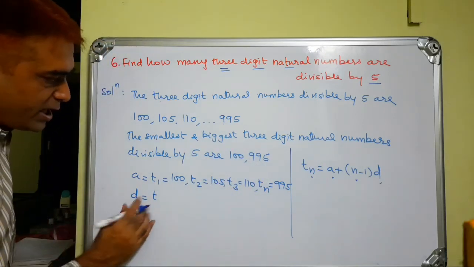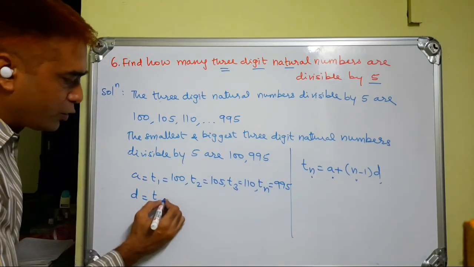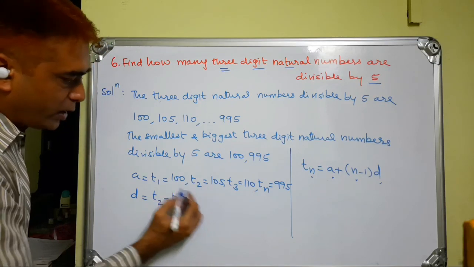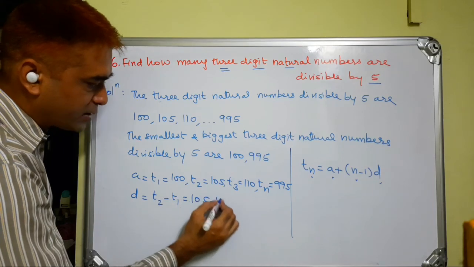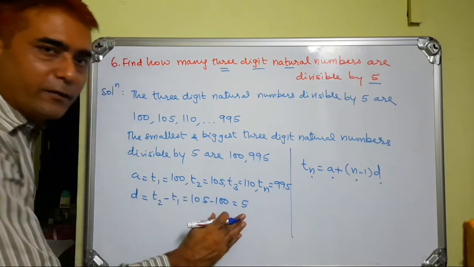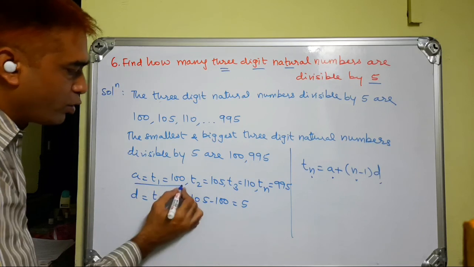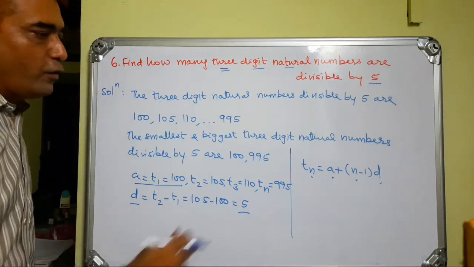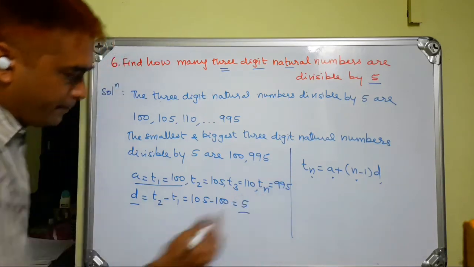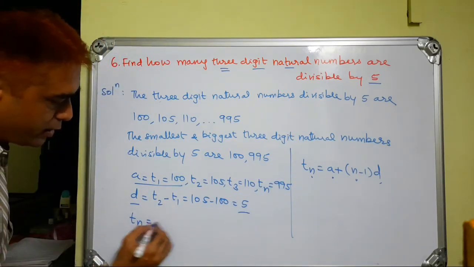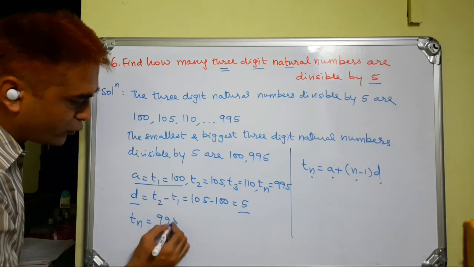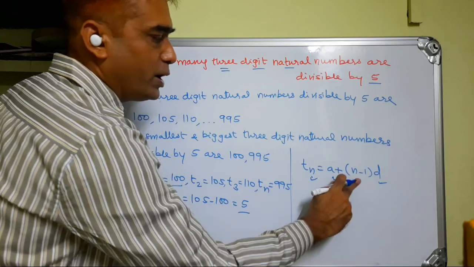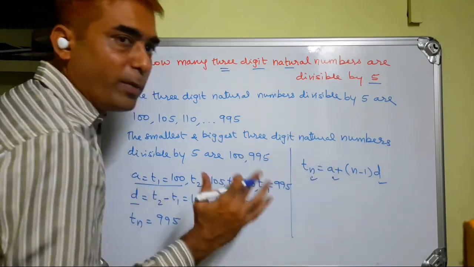So here we will find d: T2 minus T1, second term minus first term. 105 minus 100. So common difference is 5. A we know, A is 100, D is 5, and we also know Tn, the nth term, Tn is 995. So we know Tn, we know A, we know D. Now we will find the value of n. How many terms are there?